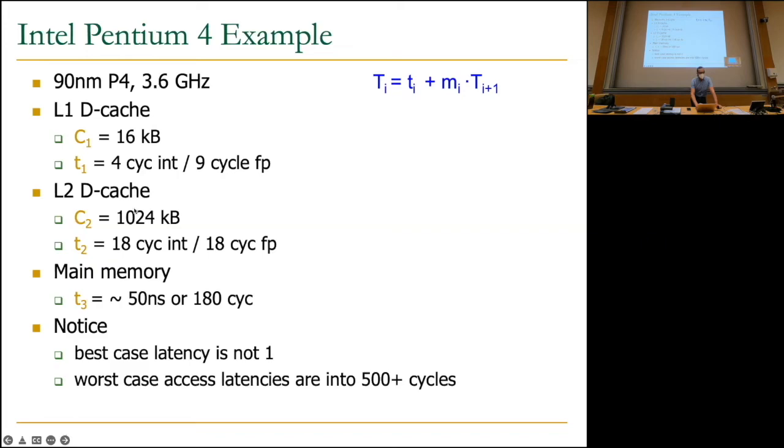L2 data cache, they decided to make it 1 megabyte, and it says 18 cycles access latency for integers. Main memory, we're going to assume it's 50 nanoseconds or 180 cycles, but even this is optimistic, let's say. That's the average access latency.